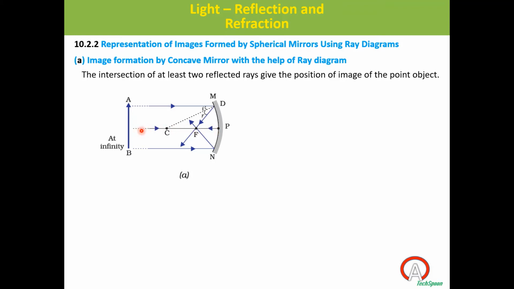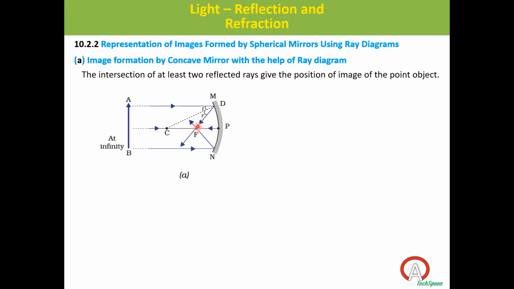Okay. So 2 reflected rays, right? One is passing parallel to the principal axis. After reflection, it is passing through the focus. Second ray, reflecting on the same path. So the intersection of these 2 reflected rays. This is the first reflected ray, right? Through the focus. And the second reflected ray.